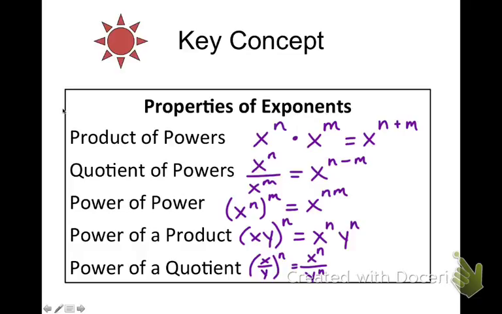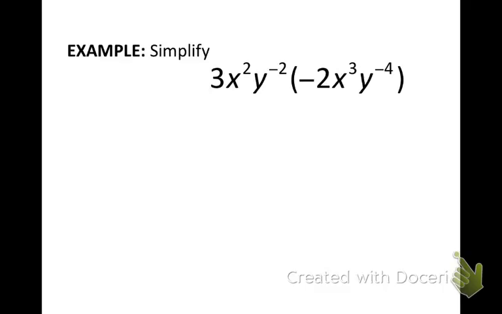Got it, Avery? Okay. All right, first example. Simplify 3x squared y to the negative 2 times negative 2 x to the third y to the negative 4.